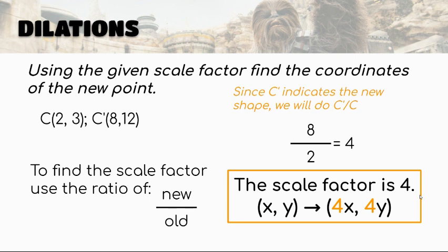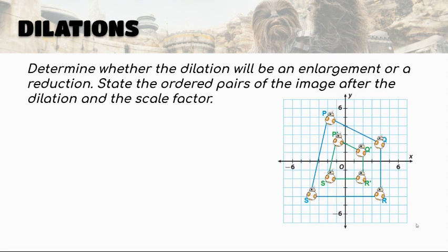Whenever you see something that is multiplied by x and y in the rules, we're talking about a dilation. Again, the scale factor is 4, which is greater than 1. So what occurred is an enlargement. To be a reduction, it has to be less than 1. So now let's practice this on the coordinate plane.